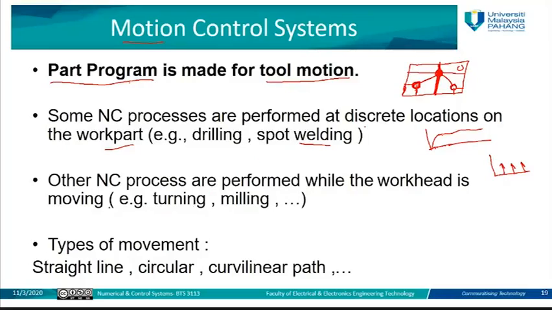So this is some of the process the machine is required to perform, an action during the movement, like a turning machine or milling machine and so on. So there are types of movement here, like straight line. Some machines need to move in a straight line. If I want to make a straight cut, the machine will move directly. Or sometimes the machine will move in a circular or curved form.